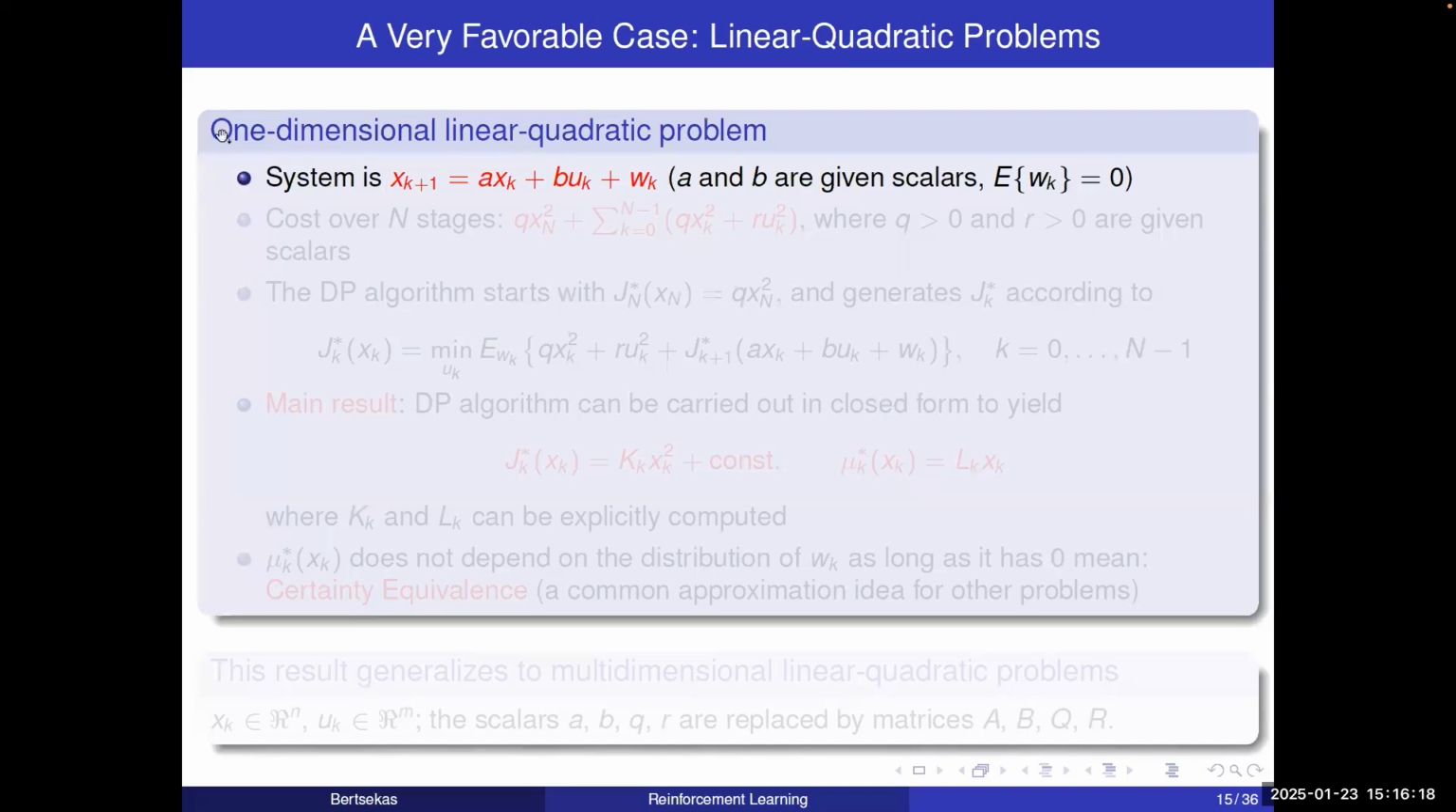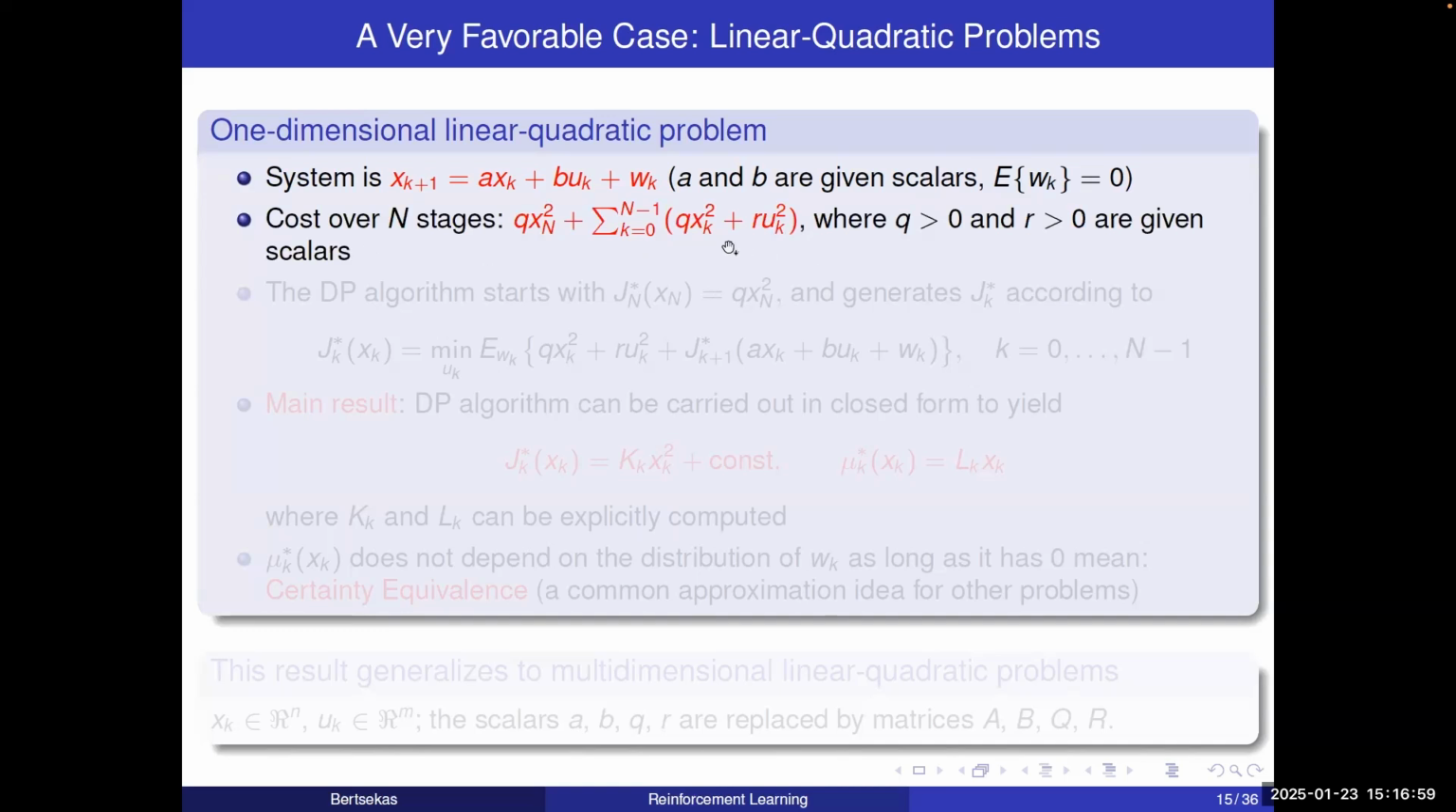Okay, so let's assume a one-dimensional linear system of this form. The next state is the sum of a linear expression of the state, where A is a given scalar that multiplies the current state, and B is a given scalar that multiplies the control that you apply, plus a random disturbance, which we assume to be zero mean and having some variance. Now, this is the system.